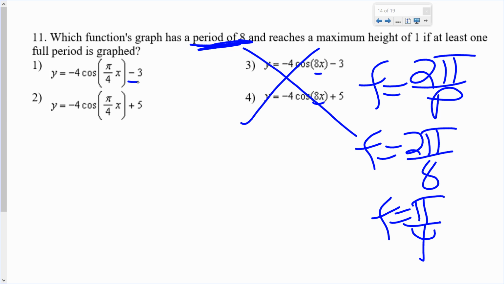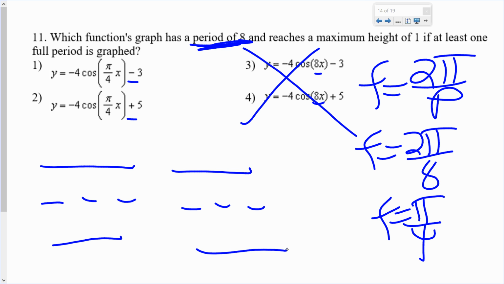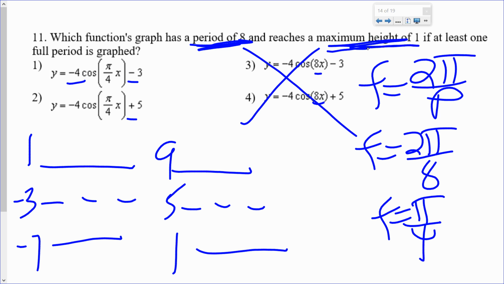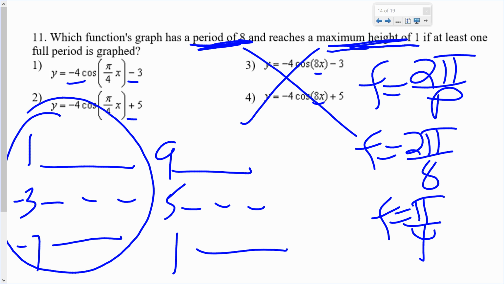Choice 1 is a midline of -3. Choice 2 has a midline of 5. So let's do a little sketch for each. So this will be the -3. This will be the 5. The amp is 4. This is going up 4 and down 4. Up 4 and down 4. It says a maximum height of 1. Which of them has a maximum height of 1? The one with the midline at -3. Choice 1's your answer.